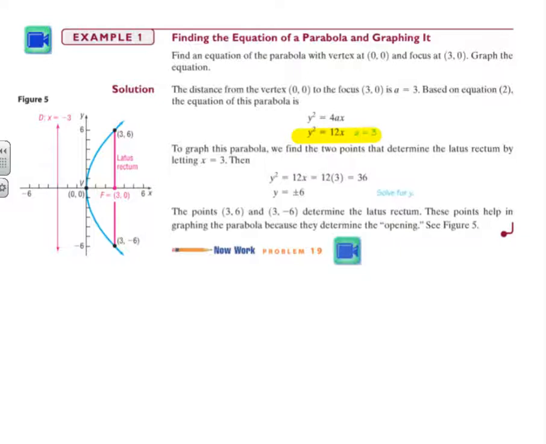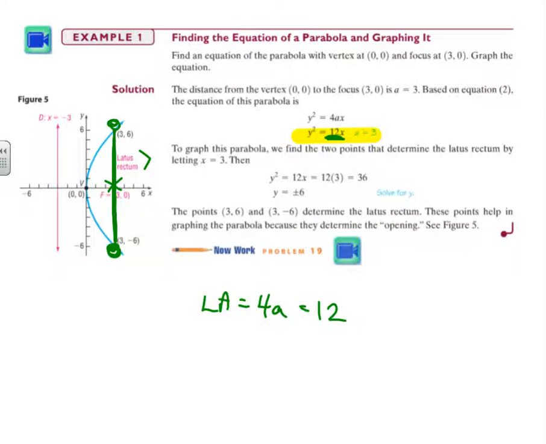There's some other things that we haven't discussed. It's called the lattice rectum. The lattice rectum, I'll abbreviate as LR, is always defined as 4a. Well, look at this. The 4a was 12. So in this case, that's telling you how long this lattice rectum is. So the lattice rectum will help identify 2 more points on the parabola. So we know that the focus was at 3, 0. I'll put an x there because I usually do.